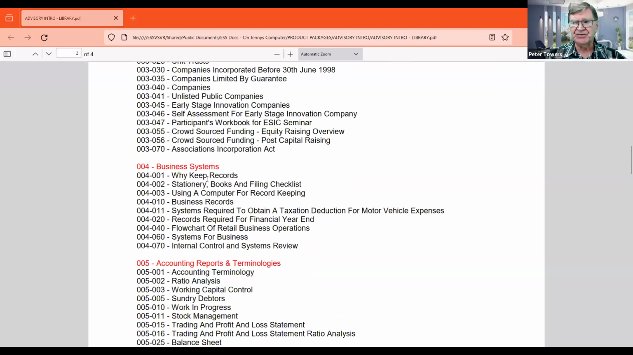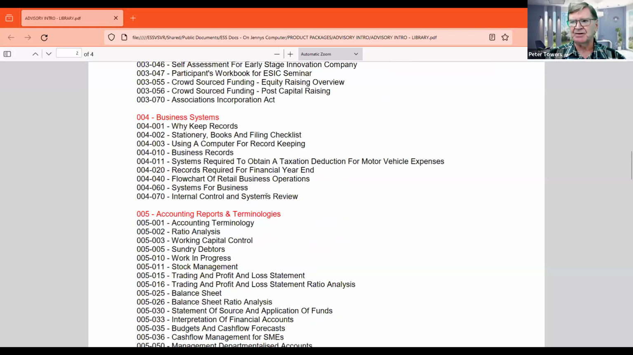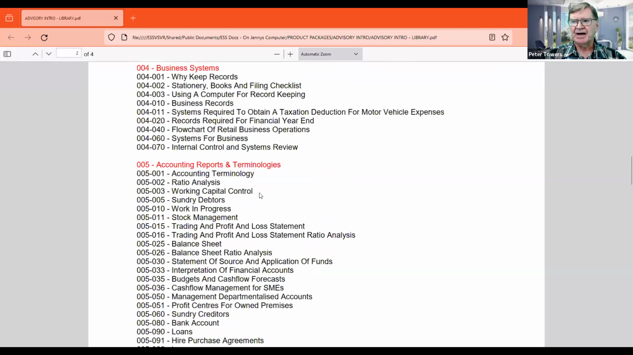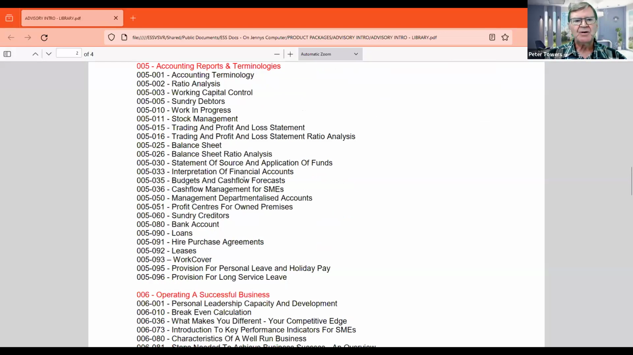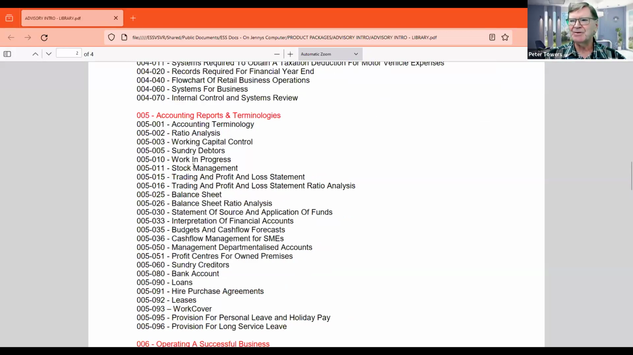Then we look at business systems. Why keep records? Business records, systems required to obtain a tax deduction for a motor vehicle, expenses, and so on. Accounting reports and terminologies. This is very important because we talk a language, don't we? Accountants and bookkeepers, that a lot of people don't understand. So we've tried to give some interpretation of what that means. That's mainly contained in the accounting terminologies paper, which goes through probably well over 100 terminologies with brief descriptions.